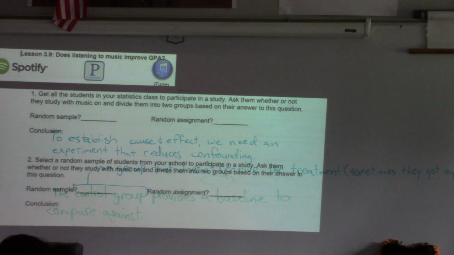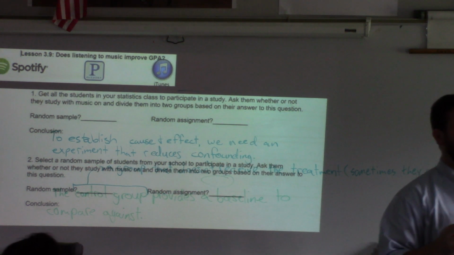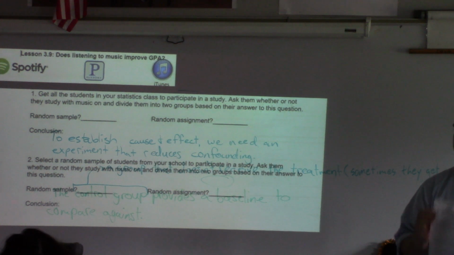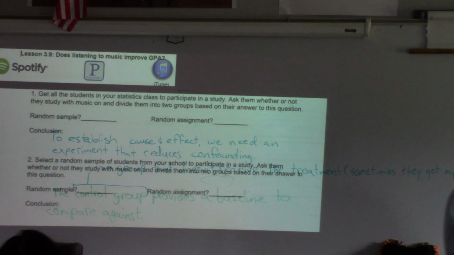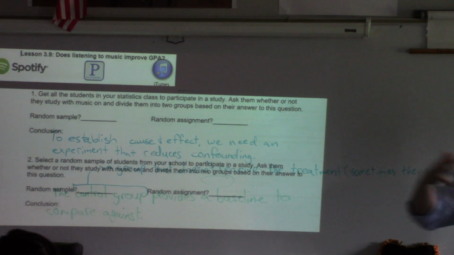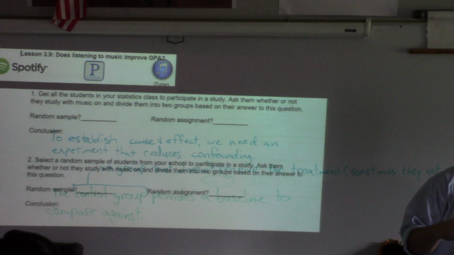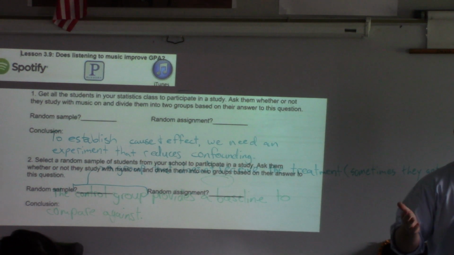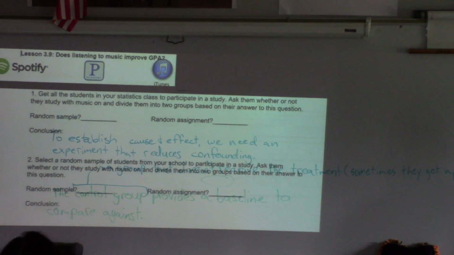Alright? So the mean GPA is lower for those who listen to music while studying versus those who don't. If you have an experiment, what are you trying to establish? Cause and effect. So if you manage to reduce confounding, what can you establish? That listening to music drops your GPA. But, I mean, just in general, if you reduce confounding, what can you establish? Cause and effect, right? The whole thing about an experiment is we want to establish cause and effect. If you have confounding, you can't really establish it very well.